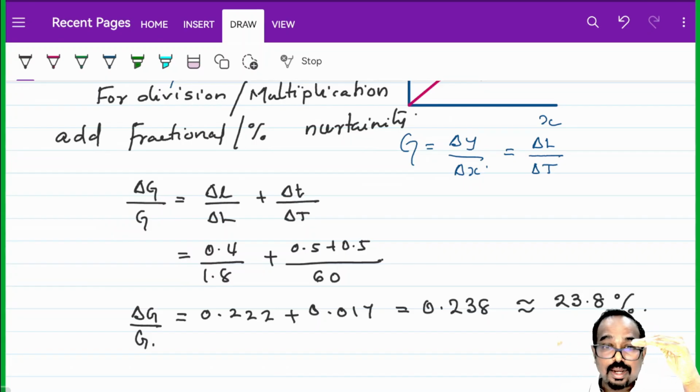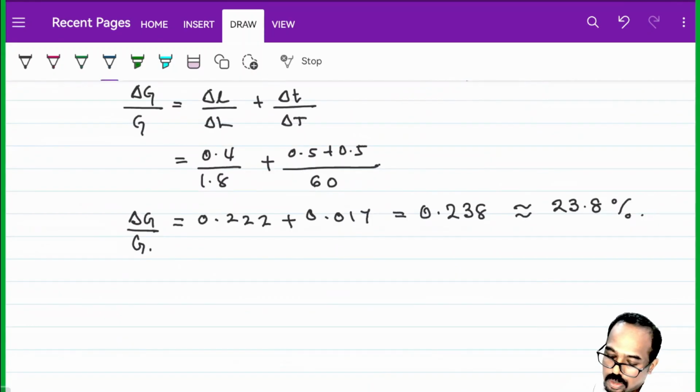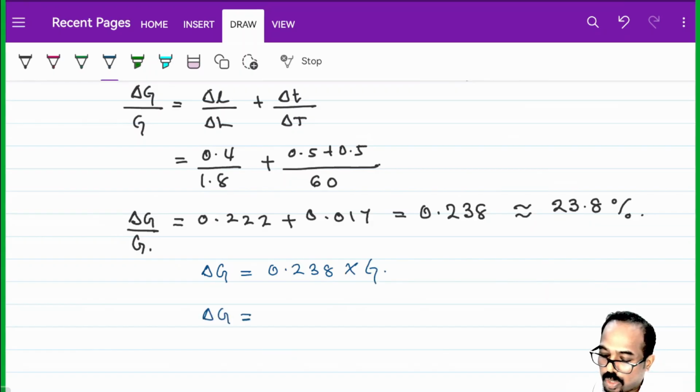Okay, you remember that this error is propagated because you have measured certain values, delta T and delta L, and you are using those values to calculate the gradient. So that error is propagating, right? So total 23.8 percent error is there. Now for the representation, you need to find out the absolute uncertainty in the gradient. So you cross multiply this one, 0.238, you multiply with the gradient, then you will get delta G, right? So delta G is the absolute uncertainty in the gradient measurement.